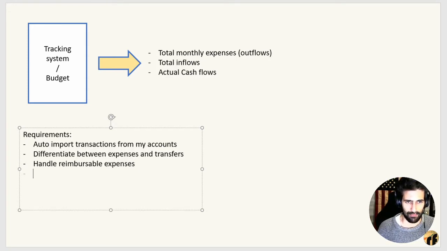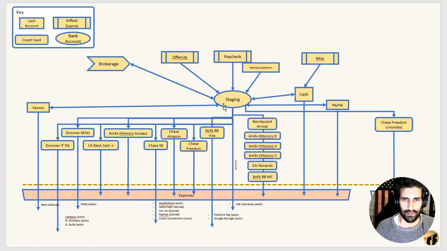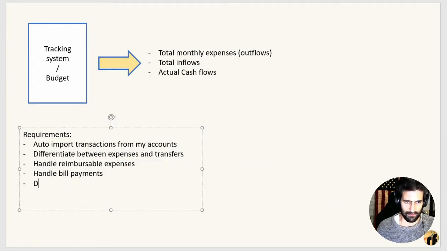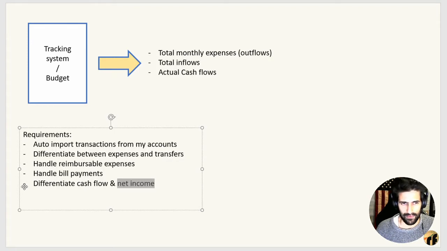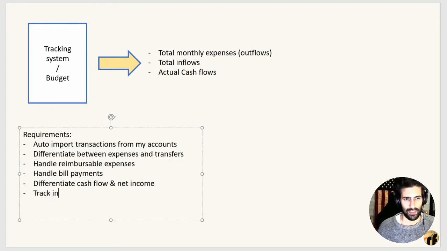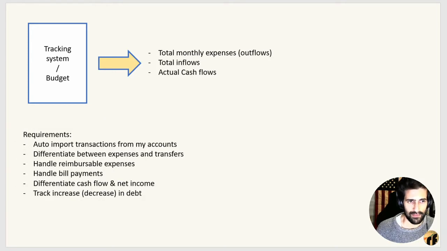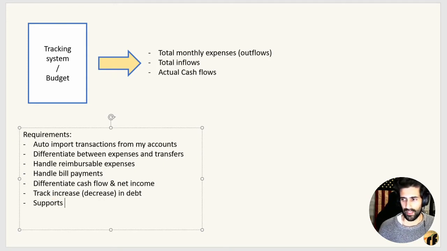It has to be able to handle bill payments, like credit cards, right? When money goes from my checking account to a credit card, that's not an expense, that's another type of transfer, and it has to be able to handle that. It also has to be able to differentiate between cash flow and net income, like we said up here, right? The net income is not always going to equal the cash flow. It could be different. Track increases and decreases in debt. I could have a negative net income for the month, but I could have a positive cash flow. It's possible. Okay, what else? I want it to support all the accounts that I have.